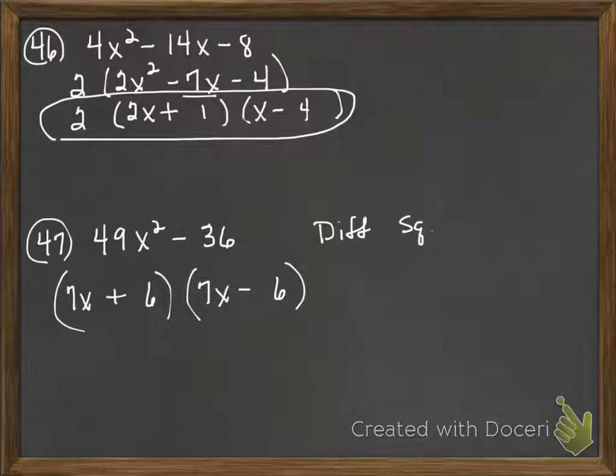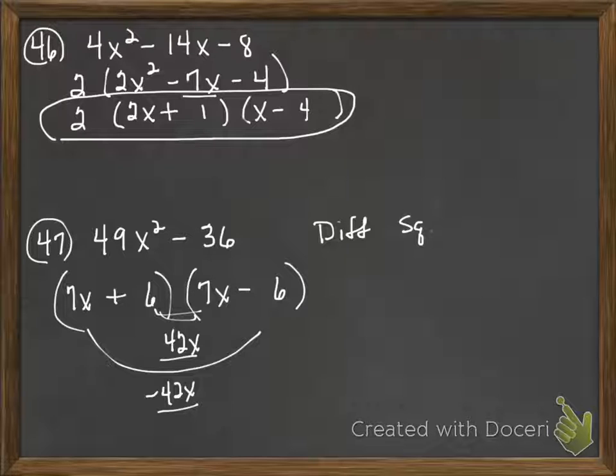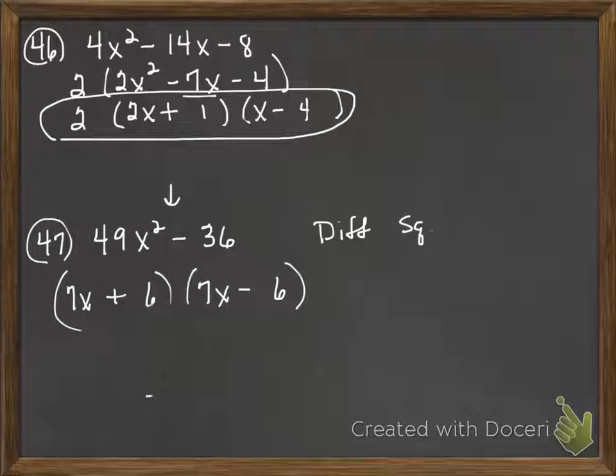If you wanted to check this out, you can multiply the outside terms. They give you a negative 42x, and the inside terms give you a positive 42x, and negative 42x and positive 42x will cancel each other out. That's why you see no x term in the middle of your binomial. There's no x term here, it's just an x squared and a constant term. That's because the two 42's are opposites and they actually cancel each other out. So this would be your two factors for number 47.